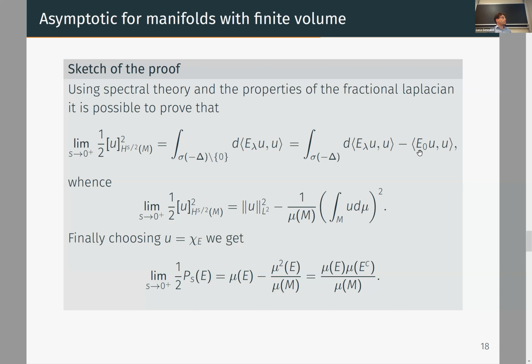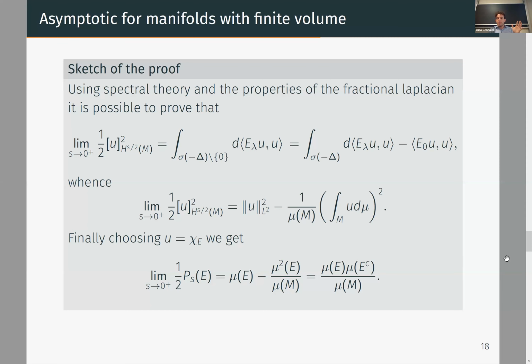And this one, as I told you before, E0 of U has to be the projection of U onto the space of constant harmonic functions. So it is the mean of U. Therefore, you get this additional term. And the asymptotics is obtained by putting, instead of U, the characteristic function of the set, and you get the limiting result for the characteristic function of E.